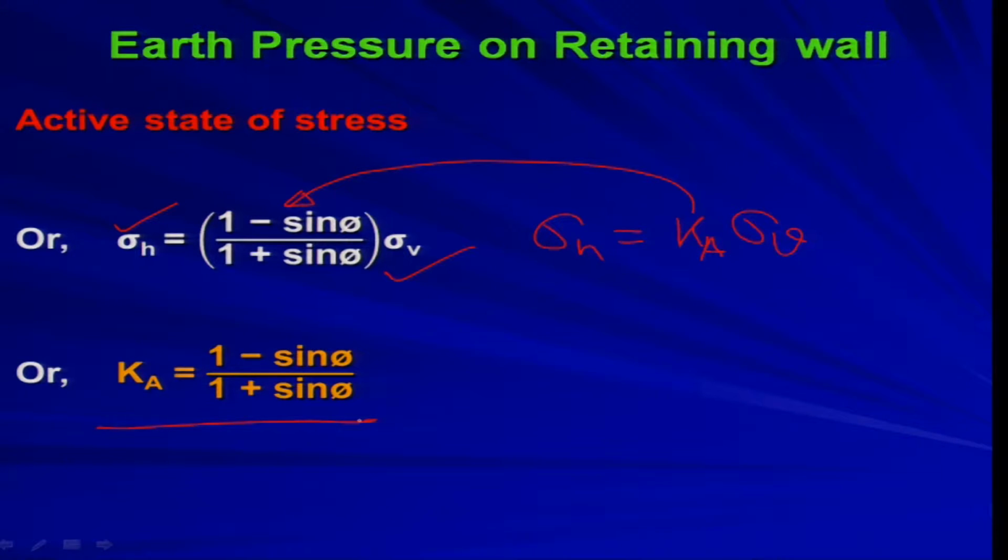So if you know the angle of internal friction phi, you can find out the active earth pressure coefficient. Once you know Ka and already know sigma v, you can find out sigma h, that is, how much active earth pressure is exerted on the wall by the backfill.